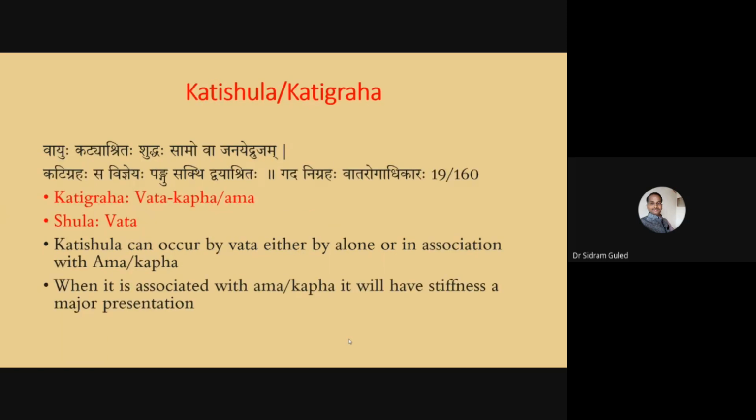And then coming to the specific Katishula or Katigraha. This shloka has been taken from the Gadanigraha, Vatarogadhikara. It has mentioned Vayu Katyashritaha Shuddhaha Samo Va Janayedrujam. So in Kati, there are two types of conditions of Vata, either Vata with Ama or alone. So Shuddha Vata as well as Vata associated with Ama. If Vata alone is there, people will have only Shula and other Vata conditions, Vata Rujas. And if Ama is associated, Katigraha, the stiffness, will be accompanying.